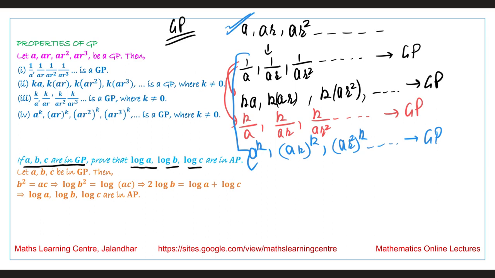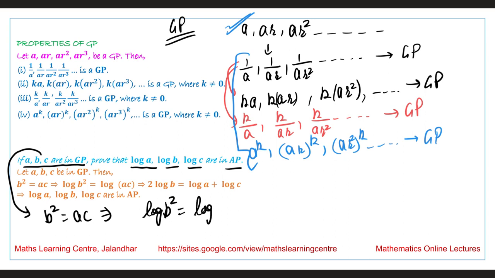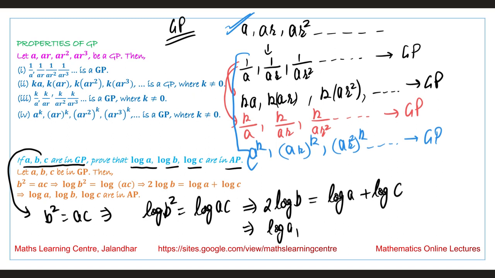that log a, log b and log c are in AP. So if a, b, c are in GP, it means we have b square is equal to ac. So if we take log, it is log b square is equal to log of ac. This implies that 2 log b is equal to log a plus log c, and this implies that log a, log b and log c are in AP.